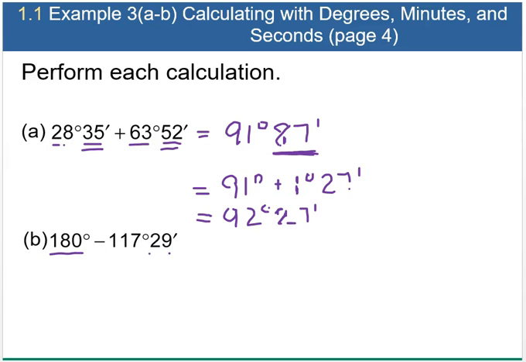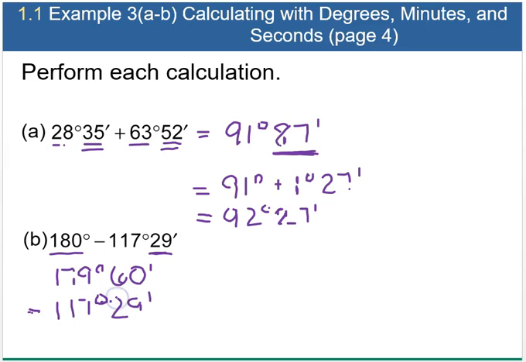So we have minutes to help us in subtracting this appropriately. So 179 degrees and 60 minutes. I'm going to do this vertically. Subtract 117 degrees and 29 minutes.